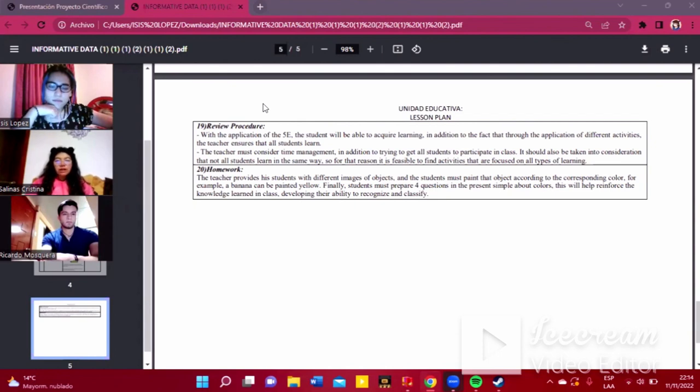And this is to reinforce the learners' knowledge of what they were looking at in class and to develop their ability to recognize and classify.